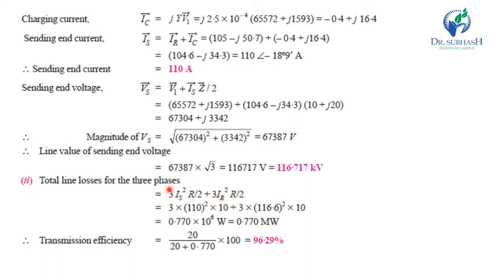Since this is a 3 phase line, we multiply by 3. So the equation is 3 Is² R/2 plus 3 IR² R/2. Now we put in the values of currents Is and IR with resistance 10 ohm, and we get the line losses as 0.770 megawatt. Now line losses plus power delivered is the power sent. So 20 plus 0.770 gives the power sent, and 20 divided by power sent, times 100, gives the transmission efficiency, which is 96.29%.